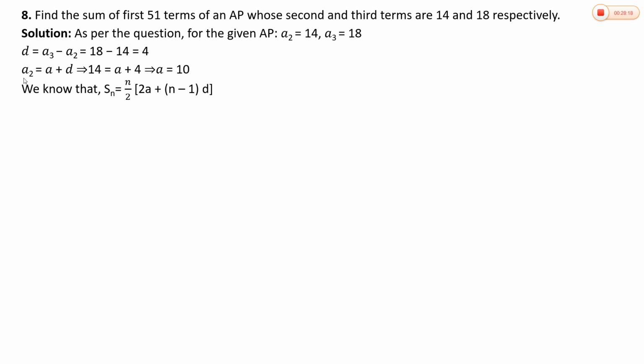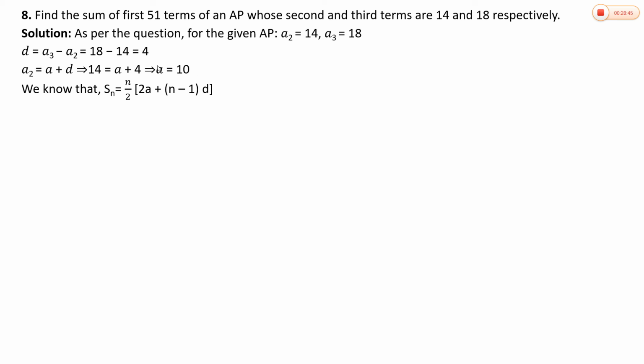Now you know that A2 is equal to A plus D. You can get the second term by adding the common difference to the first term. Here A is the first term and D is the common difference. So A2 is nothing but first term plus common difference. Here you know the value of D. Substitute that as 4 and find the value of A. You will get the value of A as 10.